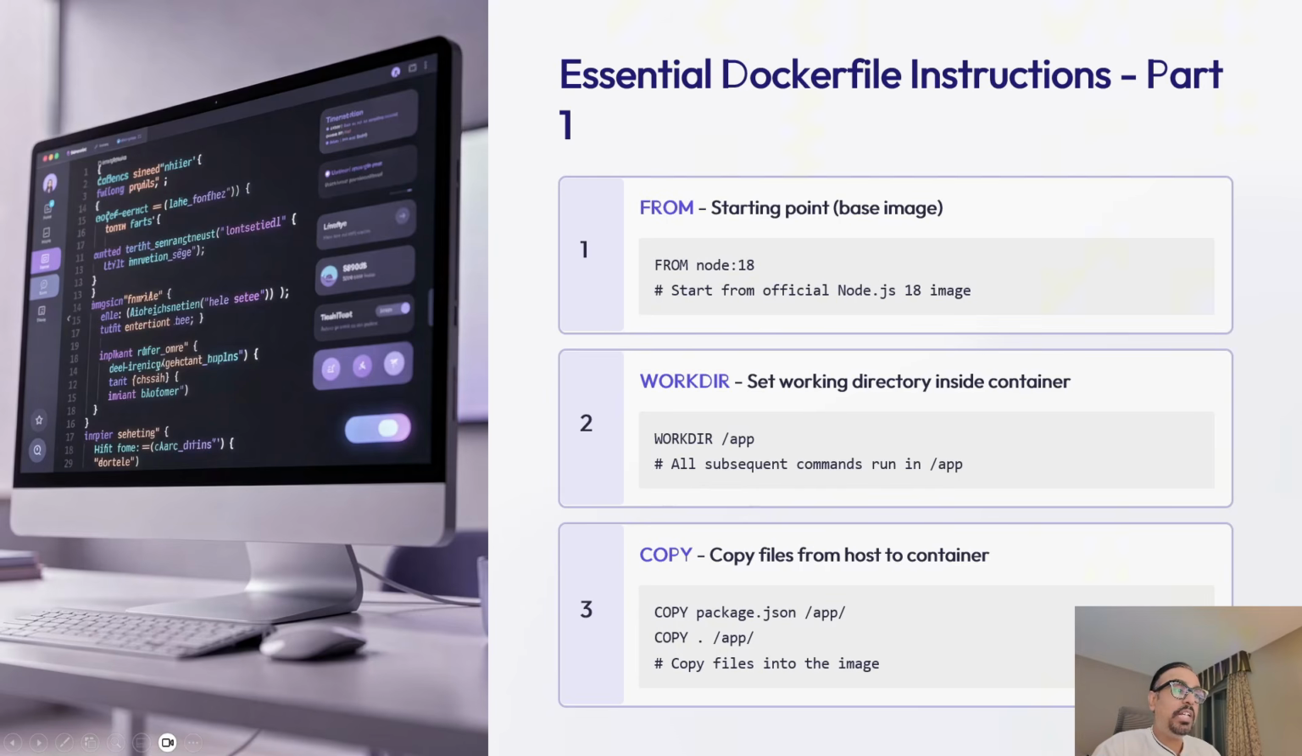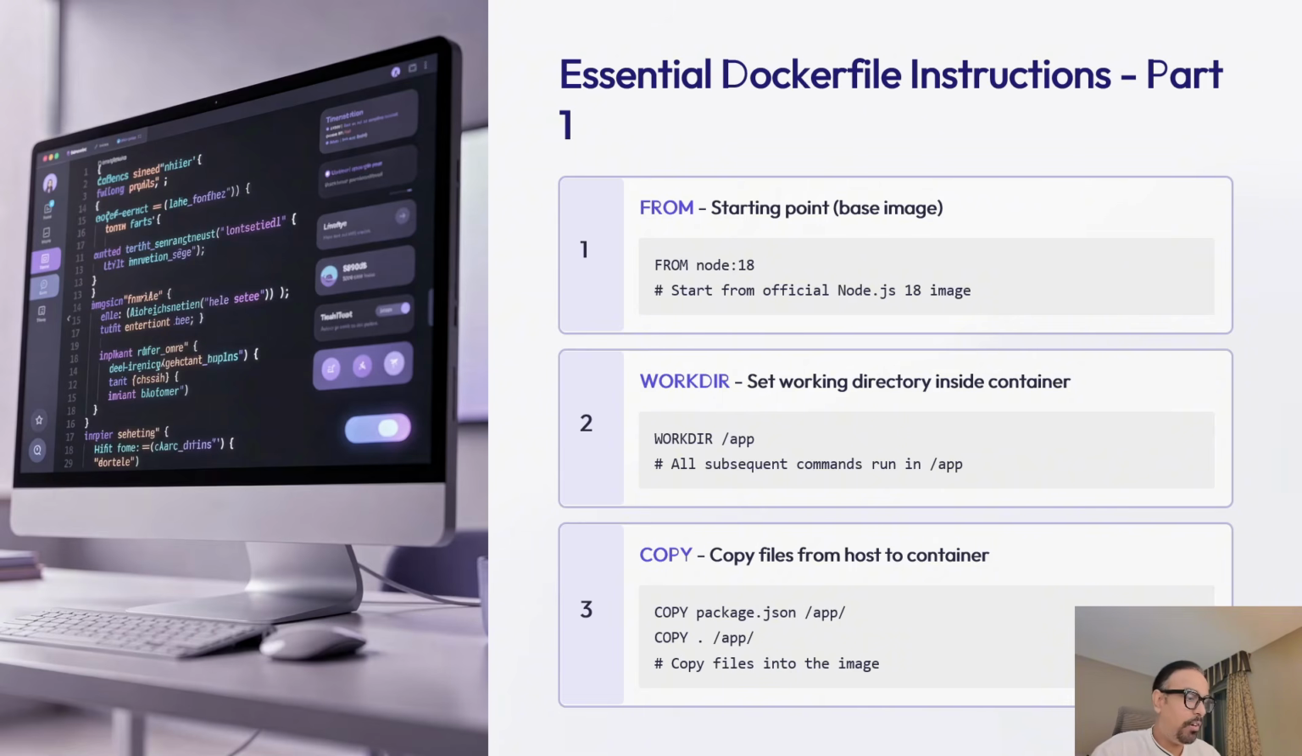Now let's explore the essential Dockerfile instructions. Guys, this is very important. Please pay attention over here. First is FROM. This is mandatory and must be the first instruction in your Dockerfile. It specifies your base image, the foundation you are building on. You could start from a minimal Linux image like Alpine, or from an image that already has tools installed like the official Node.js image.